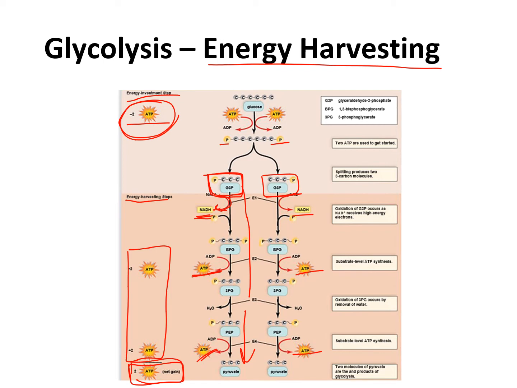And also you will gain 2 NADH. So that's the energy harvesting stage, and at the end of that stage, the molecule is in the form of pyruvate. So there will be 2 pyruvate molecules at the end of glycolysis.